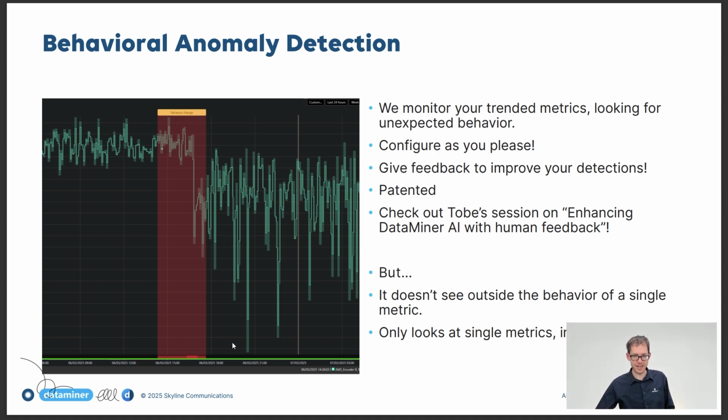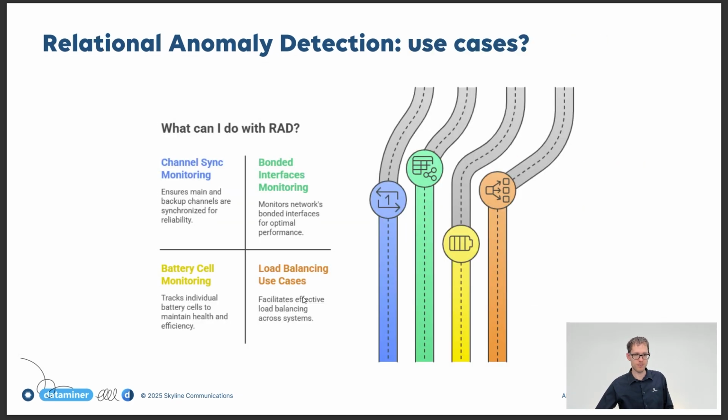Let me go to the next slide. All right. So what are some use cases for relational anomaly detection?